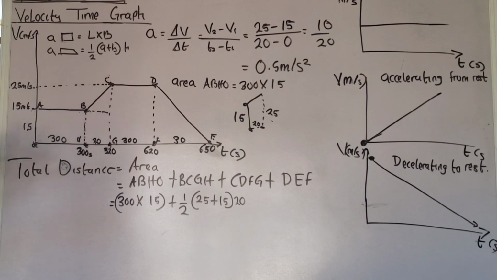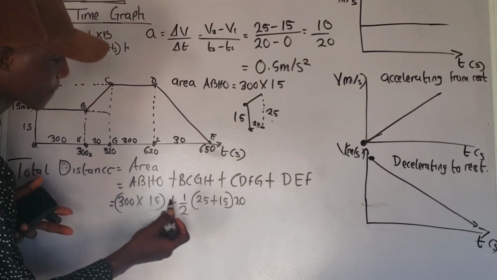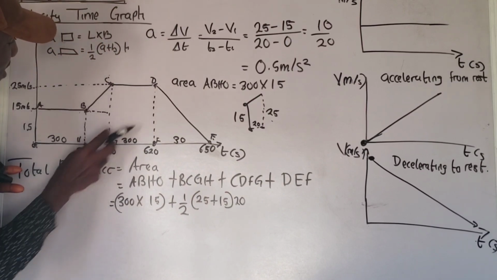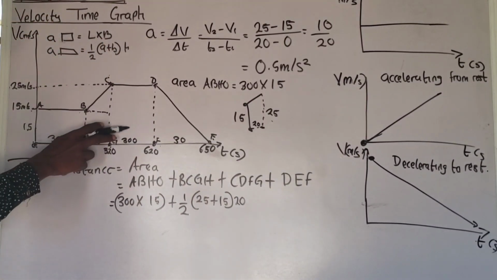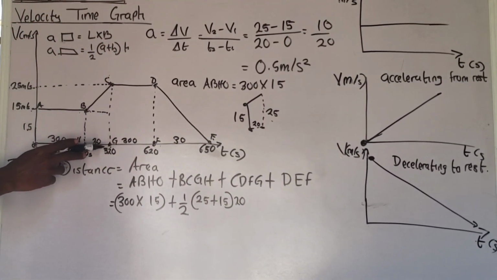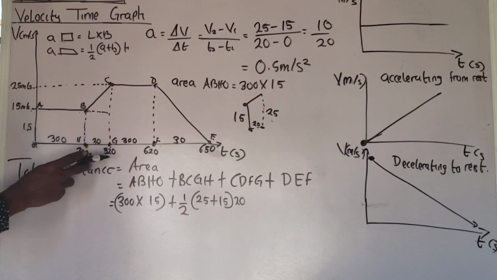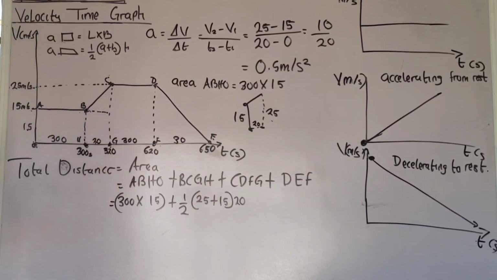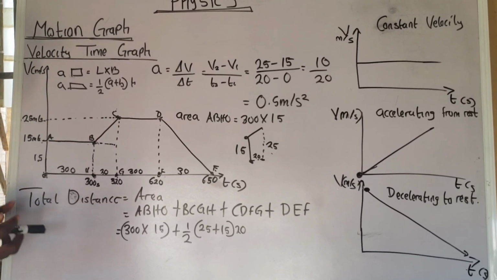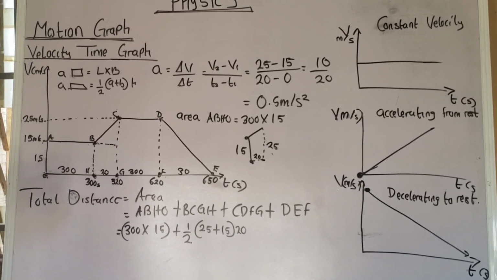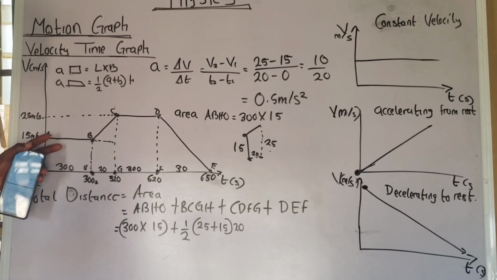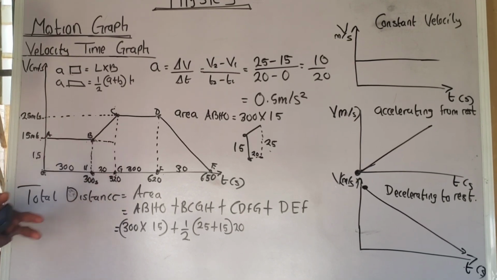It's simple, okay? So now I have CDFG. Now, what is this shape? This shape is also a rectangle, you understand? And the total distance from here to this point is 25. Please pay attention, okay? It's very simple. What I'm doing is calculating the area of the figure that I have in the graph.